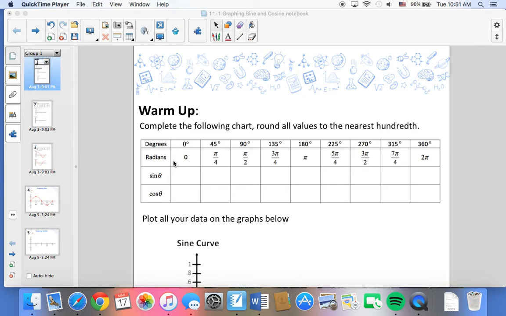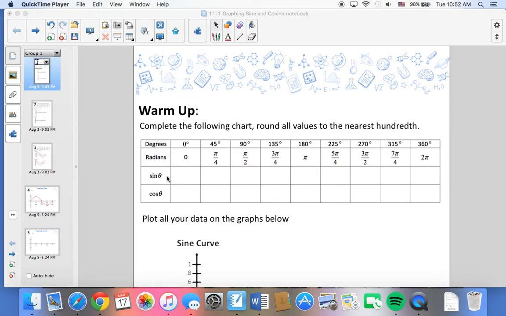Everyone, today we're going to talk about graphing basic sine and cosine. So the first thing I want you to do is take out your calculator if you have it. Please make sure you're in degree mode just for this activity right now. We're going to find the sine of 0, the sine of 45, the sine of 90, the sine of 135, and so on, all the way to the sine of 360. And then we're going to do the same for cosine.